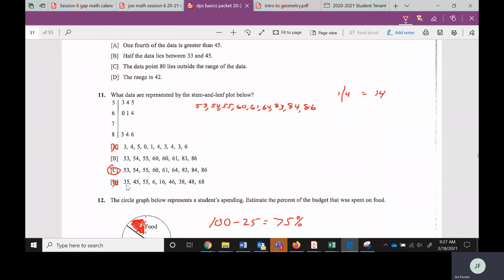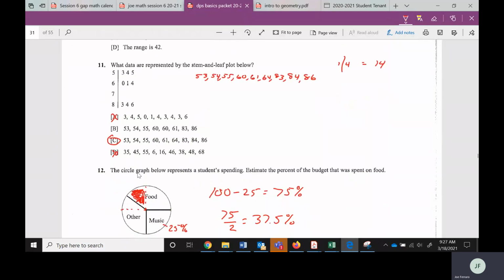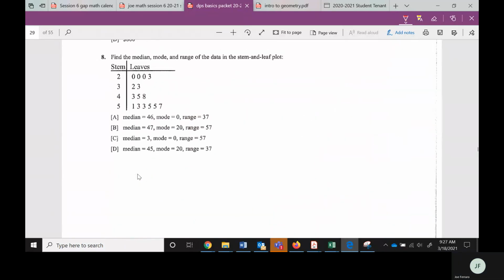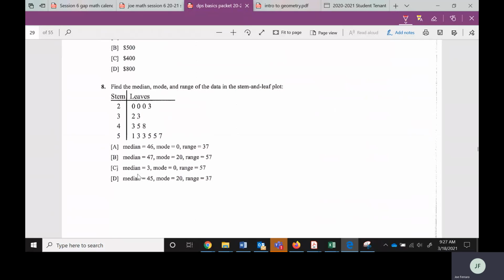Just a couple more of these, and we'll move on from these. We're going to go to number 8. So this one, they give you a stem and leaf plot, and it says find median, mode, and range. So not mean. If you read that wrong and you start finding the mean, it's going to take you longer.